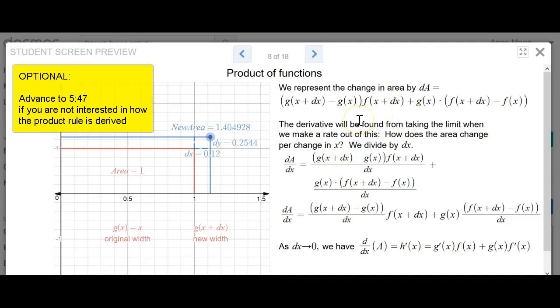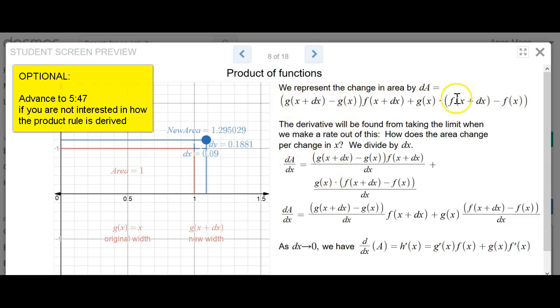Now let's make a rate out of it. How does the area change per change in x? Well, that means we divide by dx, that's our change in x. We want to see how this area is changing as this dx changes. And what's the derivative? The derivative is the limit when that dx goes to 0.